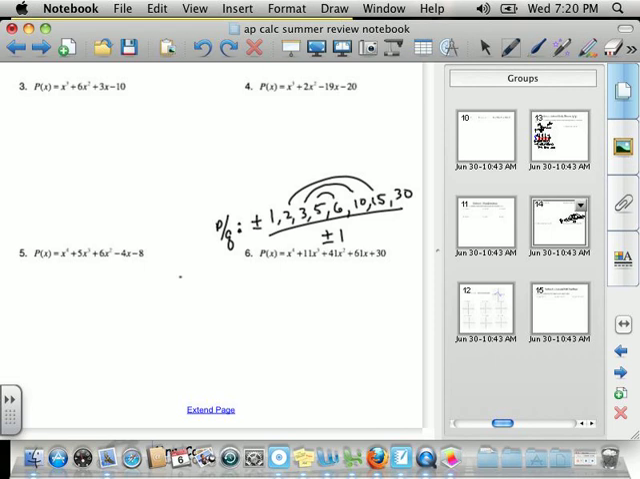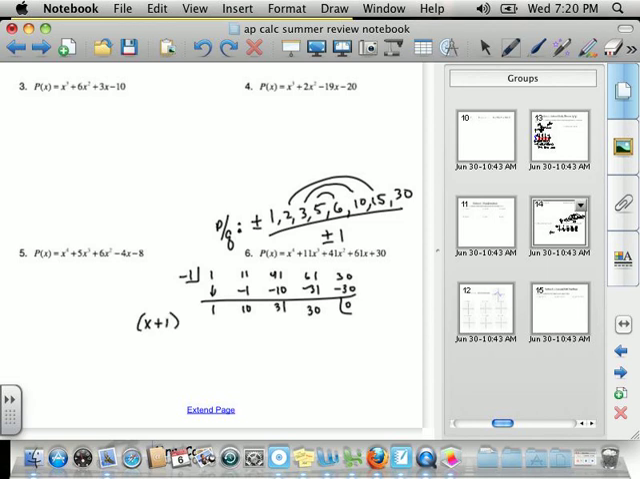So let's try -1. So I have 1, 11, 41, 61, 30. -1 times 1 is -1, add straight down, I get 10. -1 times 10 is -10, add straight down, I get 31. -1 times 31 is -31, add straight down, I get 30. -1 times 30 is -30, add straight down, I get 0. Wow, that was lucky.